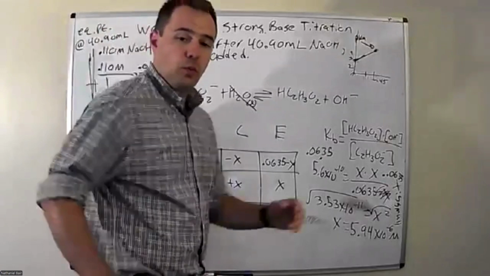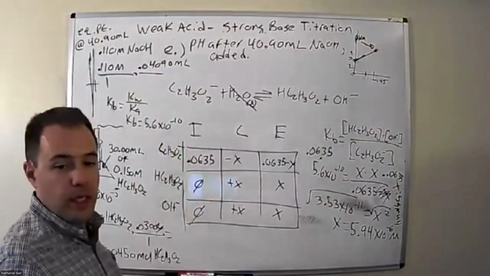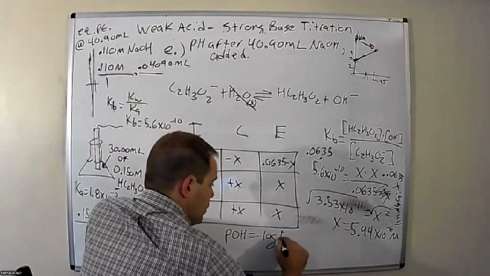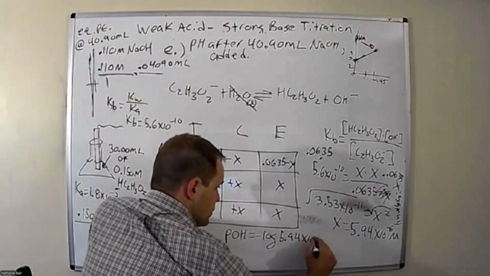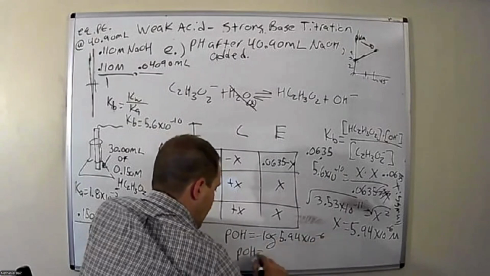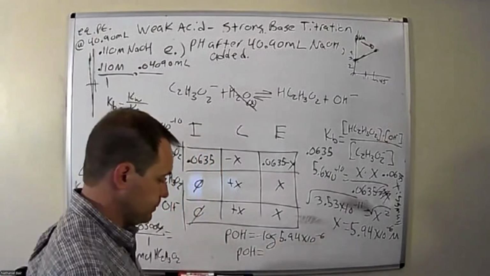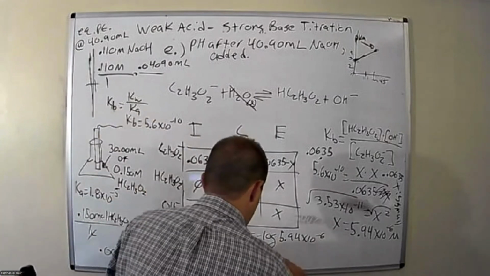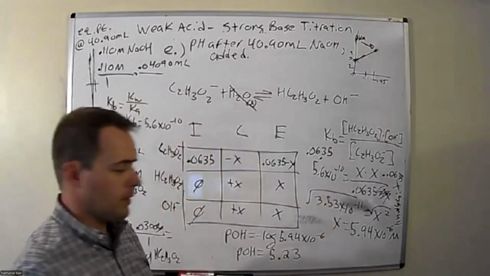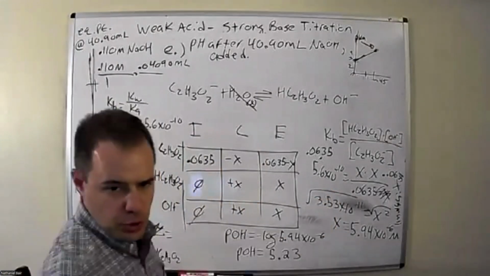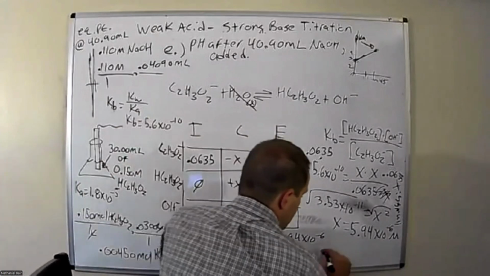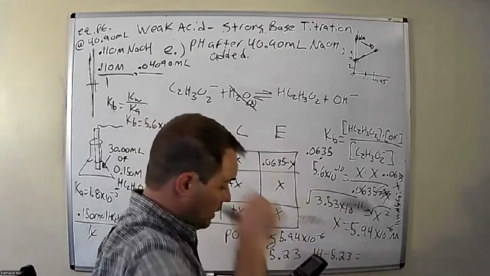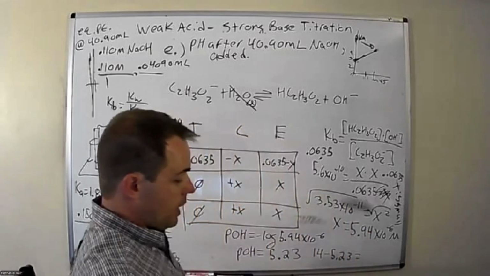So what can we do with that? Well, we can get a pOH. So the pOH is the negative log of that concentration. That's 5.23. I want the pH. So 14 minus 5.23, and we're going to have just enough room. It's amazing. 8.77.